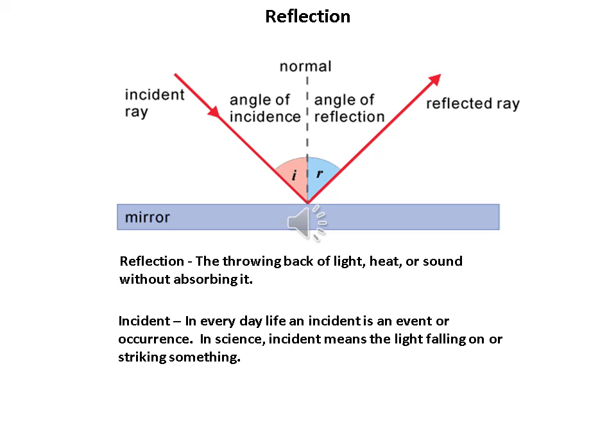So remember that the law of reflection says the angle of reflection equals the angle of incidence. So the angle of light reflected out is equal to the angle of the light coming in and falling on or striking something. And you can see in this diagram that is very well illustrated.